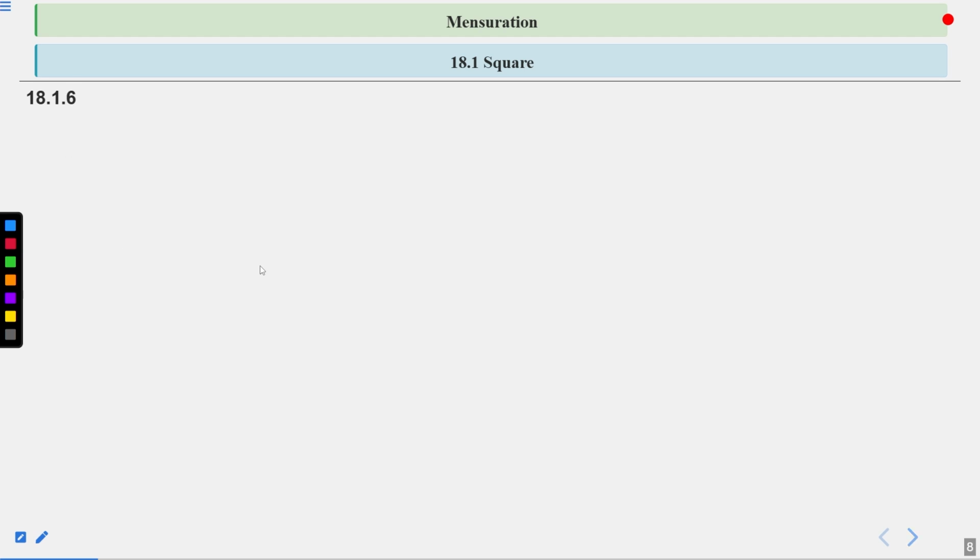Next one is 18.1.6. So this is a square. So the circumradius will become diagonal by 2, or we can say side upon root 2. We get the circumradius of the square.